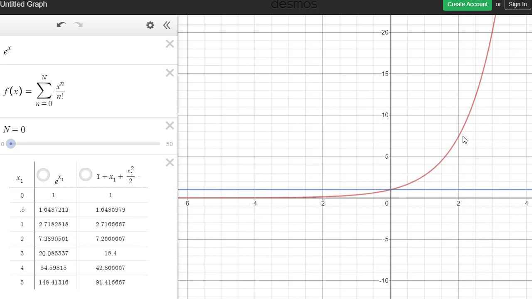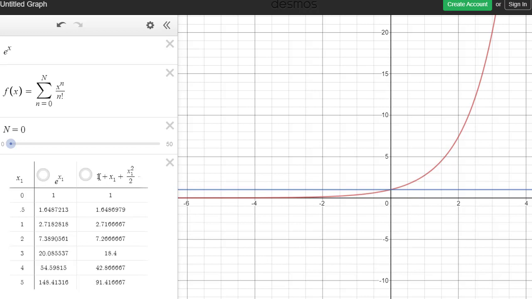The red is e to the x and my blue is my polynomial. Now this particular polynomial is a 0-degree polynomial. It is basically the graph f of x equals 1. And all I've said is I want the function value of e to the x and the function value of my polynomial to be the same when x is 0. And you can see they're both 1.